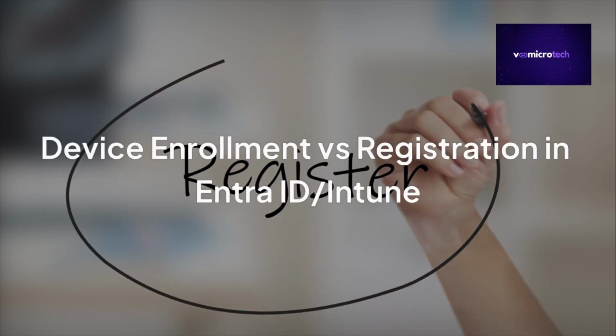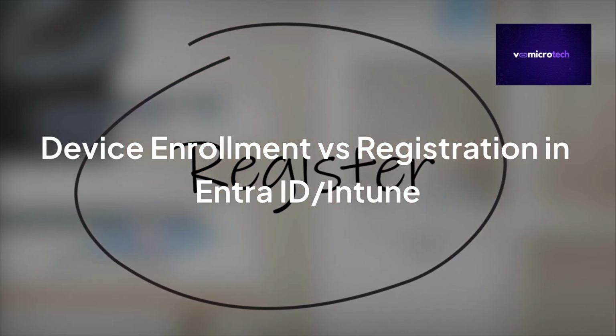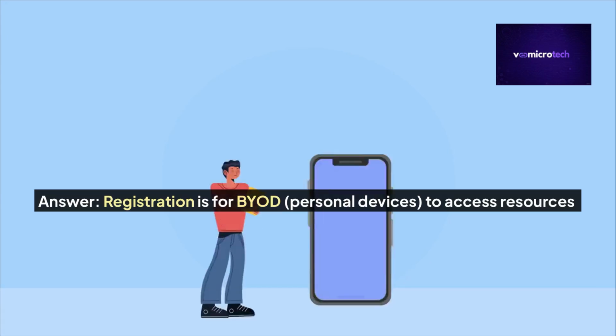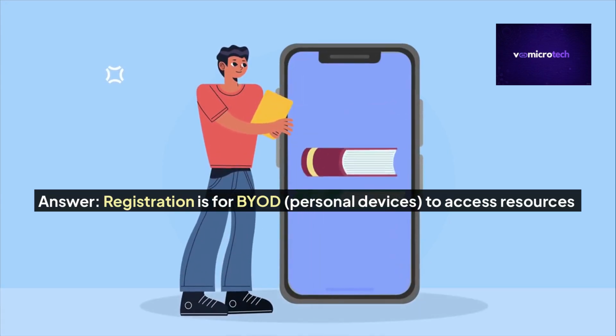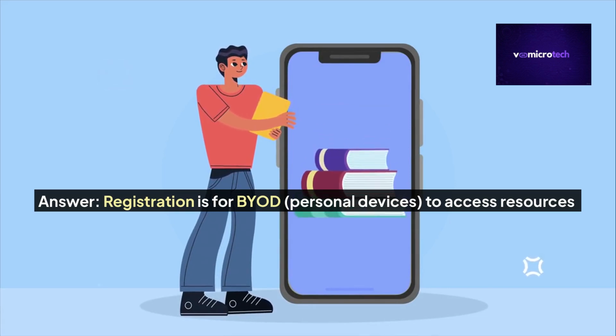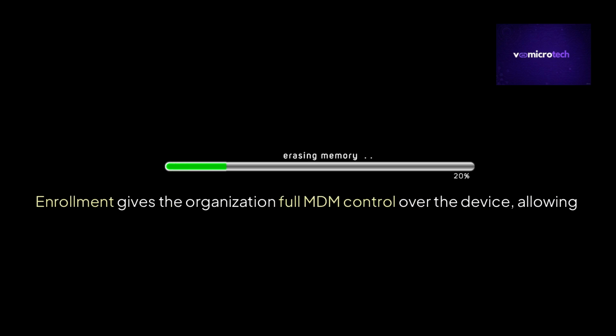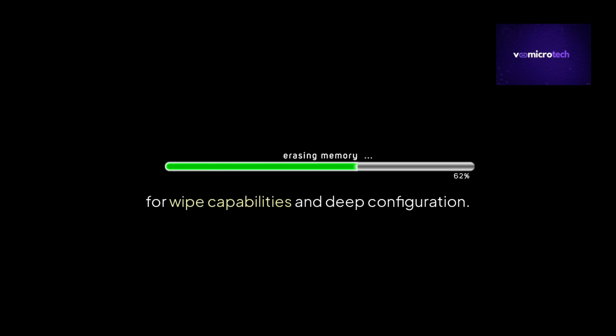Question. Explain the difference between device enrollment and device registration in Entra ID Intune. Answer. Registration is for BYOD, personal devices, to access resources with a work account. Enrollment gives the organization full MDM control over the device, allowing for wipe capabilities and deep configuration.